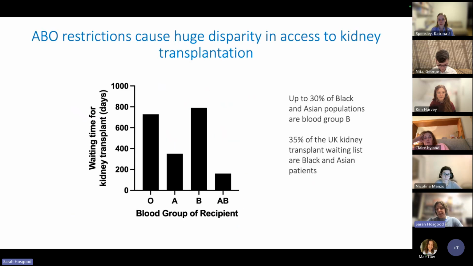So there's a huge disparity in access to kidney transplantation. What this graph shows us is that if you're blood group O or B, you'll wait almost twice as long to get a kidney transplant compared to if you're A or AB. This is a particular problem for our Black and Asian population, where 30% of them are blood group B, and they represent about 35% of the kidney transplant waiting list.